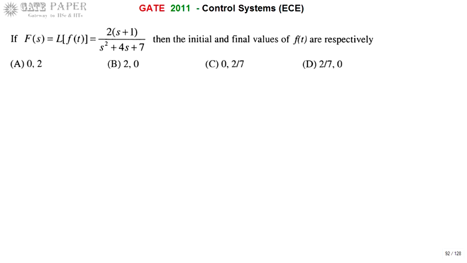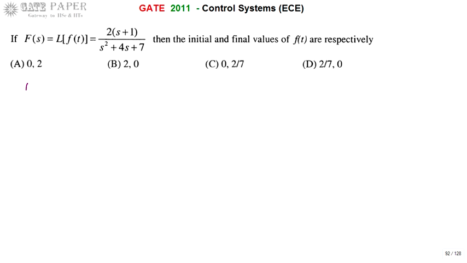Hello, we are discussing the GATE 2011 ECE paper. If F(s), the Laplace transform of f(t), is 2(s+1)/(s^2+4s+7), then find the initial and final values of f(t). Four options are given, and we have to choose the right one. We need to find the initial and final values of f(t).